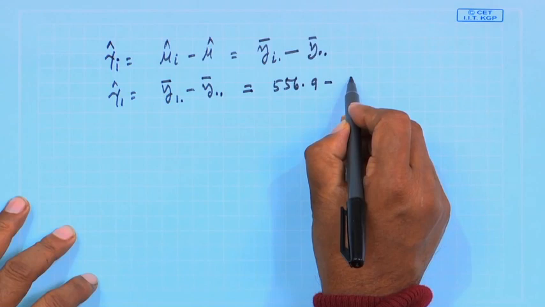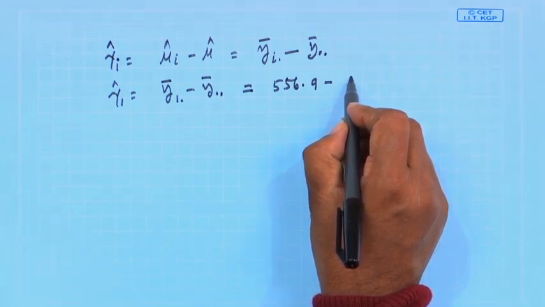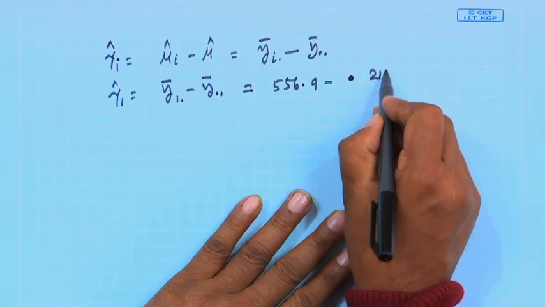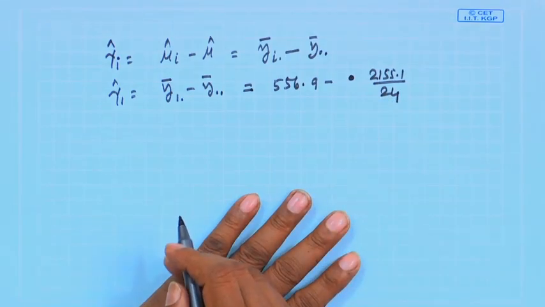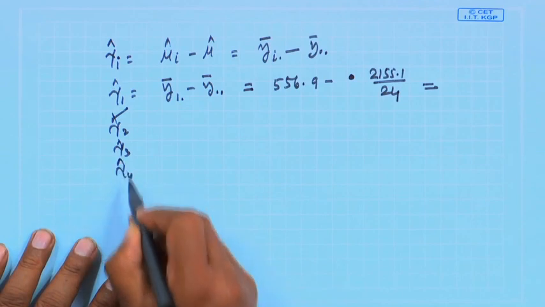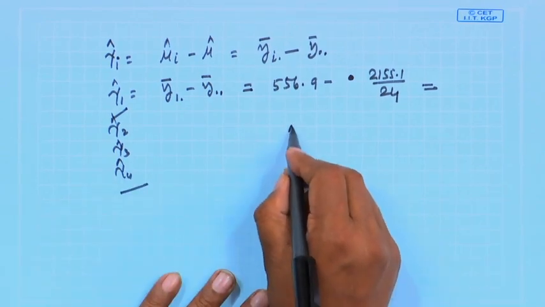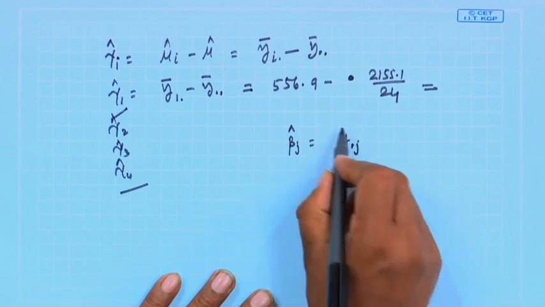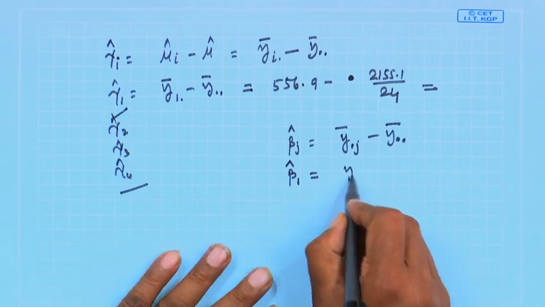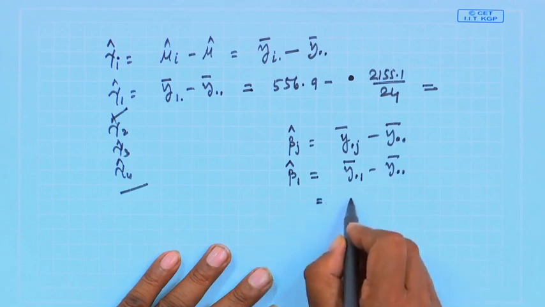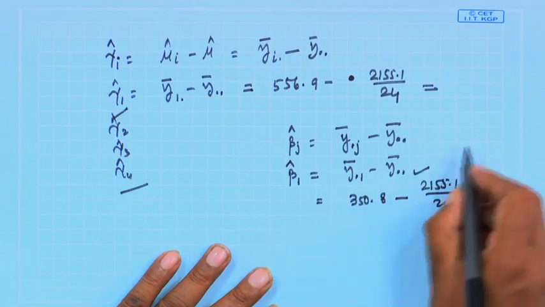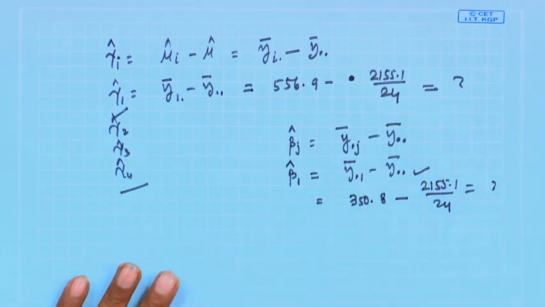This is nothing but 556.9 minus the grand mean, the grand average. We have not computed it here, but it will be 2155.1 by 24. So, this will give you the value of tau 1. Similarly, you will get the values of tau 2, tau 3, tau 4. If you want to know beta j cap, then this is nothing but y dot j bar minus y double dot bar. For example, for beta 1 cap, it is y dot 1 bar minus y double dot bar, which is 350.8 minus 2155.1 by 24. Find out this value. In the same manner, you will be able to do the other betas.